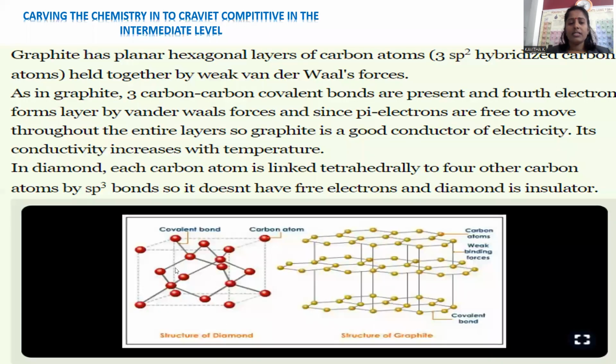Here, if you see this, diamond is made up of tetrahedral geometry. All 4 carbon atoms... carbon has a 2s2 2p2 electron system. The 4 valence electrons participate in sp3 hybridization in diamond, so they occupy tetrahedral corners, so all the sigma bonds are located there, and all the electrons participate in the tetrahedral geometry.